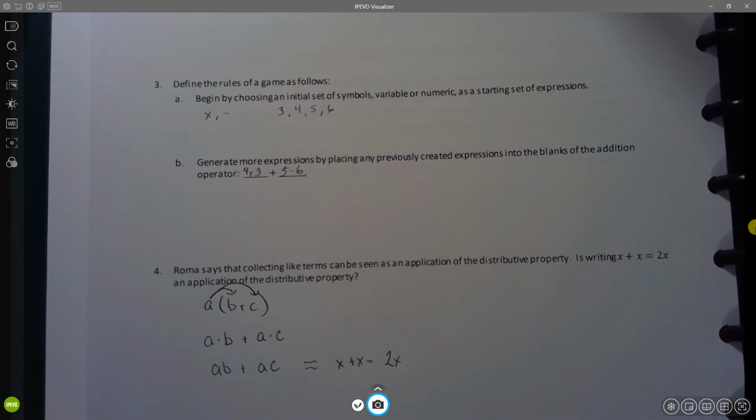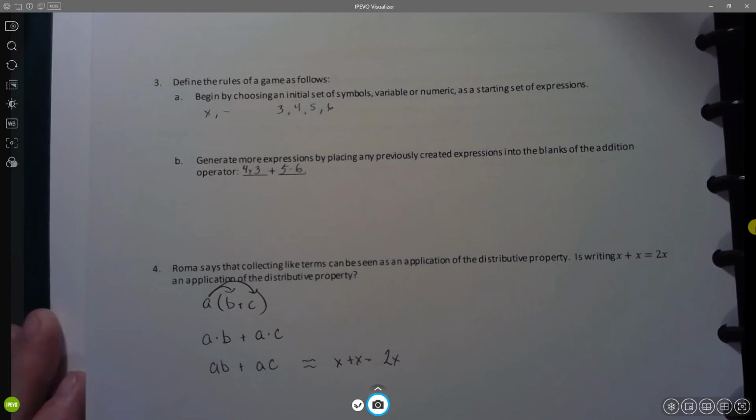Can we say that? No, we can't. This is not an effective use of the distributive property. This is not an application of that property. Combining like terms is not the distributive property. It does not follow the same principles. So Roma is not correct in this problem.